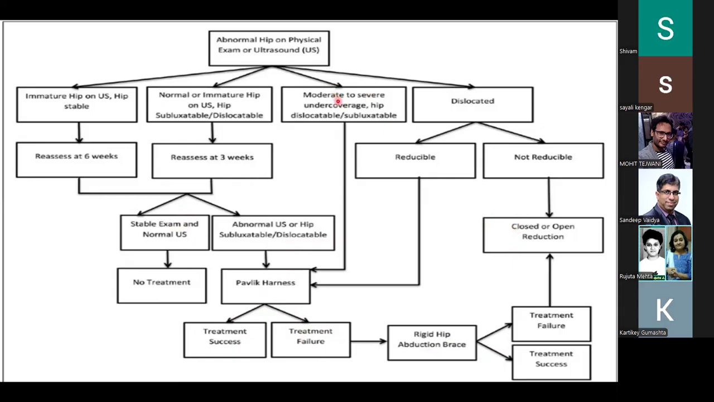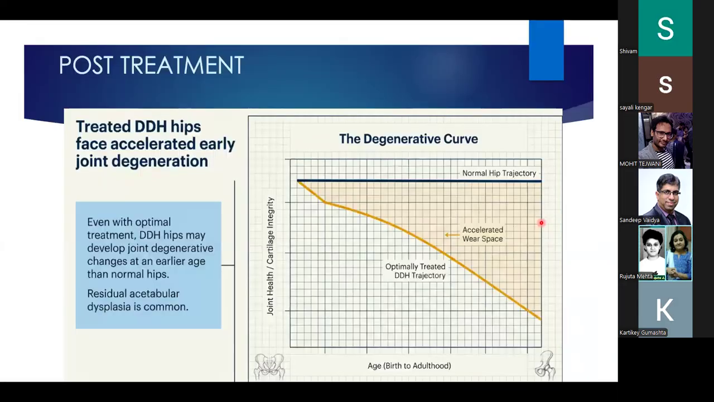If there is moderate to severe undercoverage from the start, and the hip is dislocatable or subluxatable, from the start we should give Pavlik harness. And if the hip is dislocated but reducible, we should give Pavlik harness. But if not reducible, we should go for closed or open reduction.